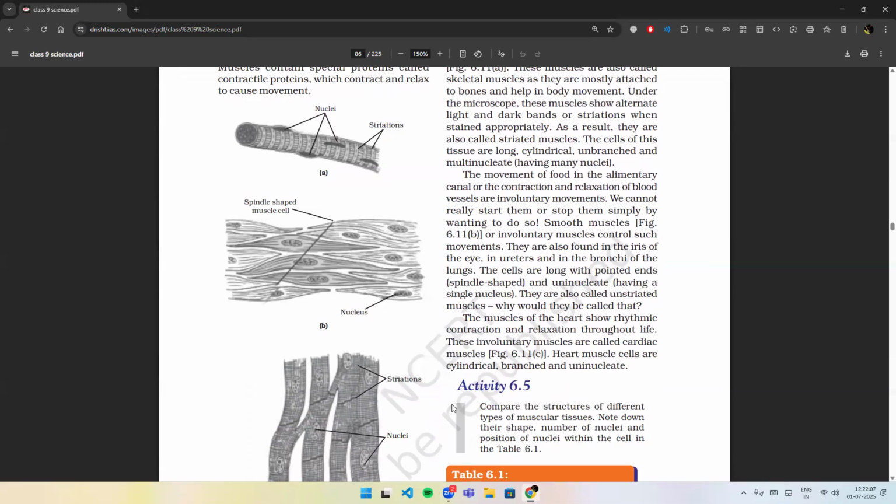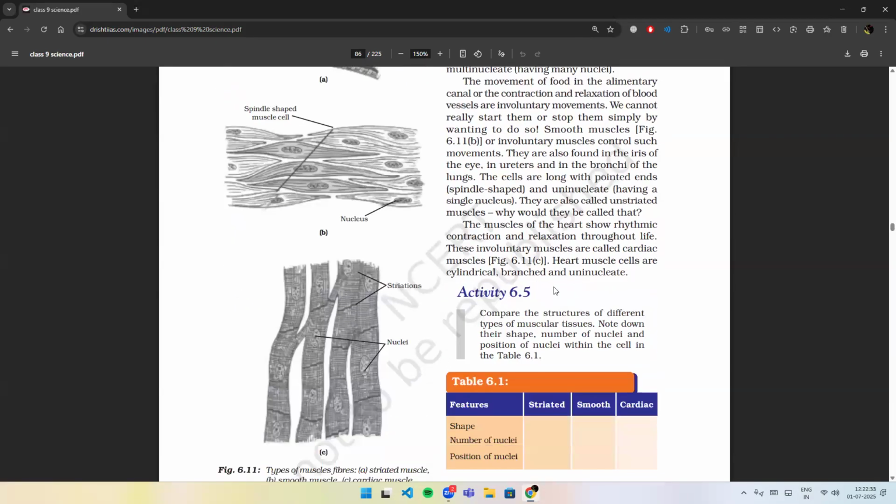Under the microscope, these muscles show alternate light and dark bands or striations when stained appropriately. As a result, they are also called striated muscles. The cells of this tissue are long, cylindrical, unbranched, and multinucleate. The movement of food in the alimentary canal or the contraction and relaxation of blood vessels are involuntary movements. We cannot really start them or stop them simply by wanting to do so.